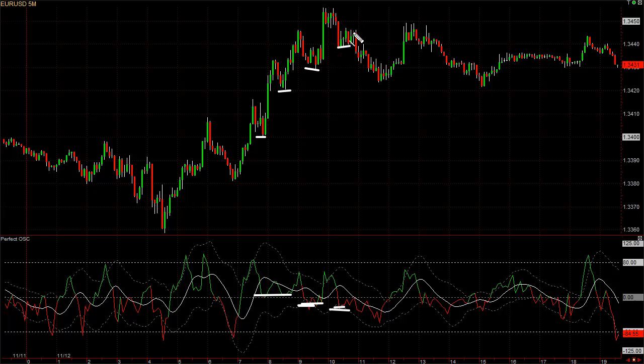And this one failed, obviously. Eventually trends end. But by using our tool, not only are you able to pick the extremes, but you can get into trends on minor pullbacks, minor pullbacks, minor pullbacks, minor pullbacks. 3 of these 4 trades worked.